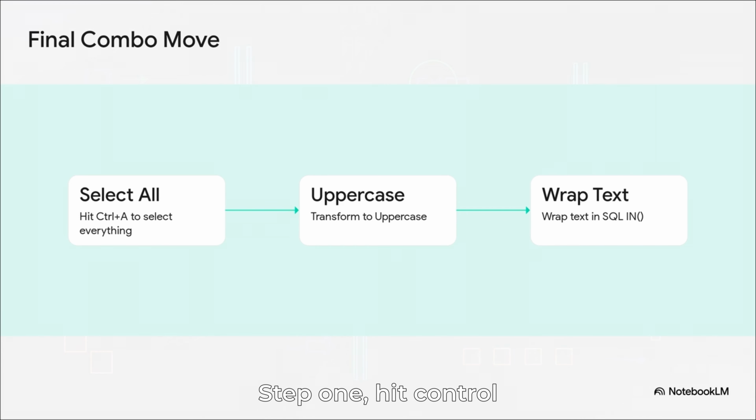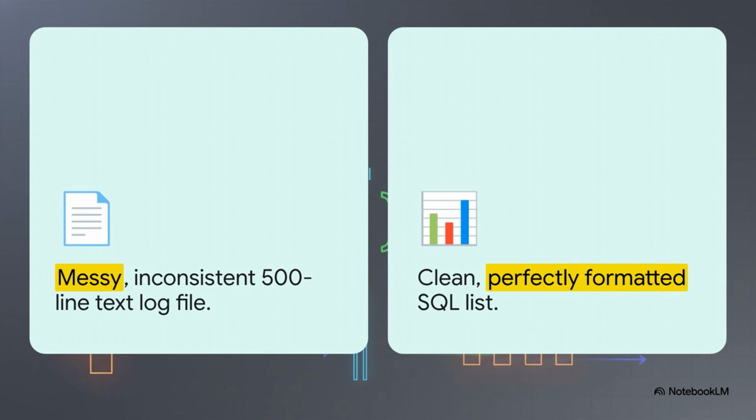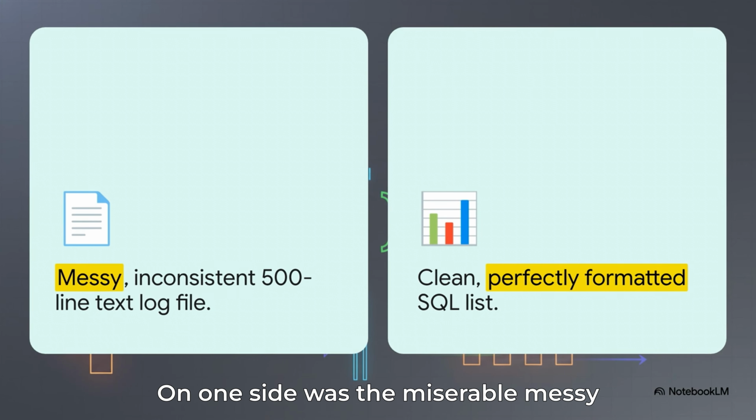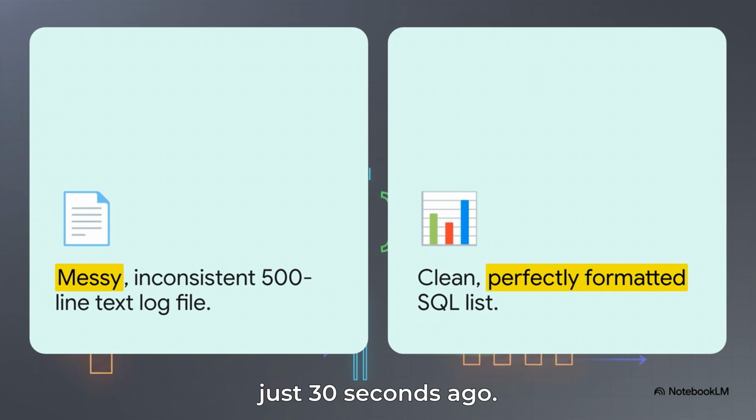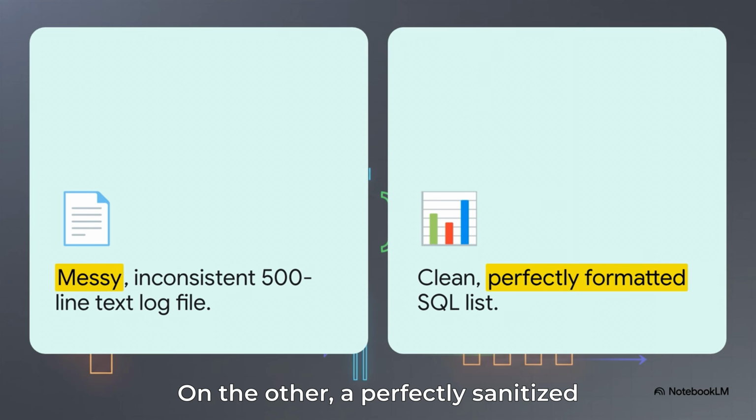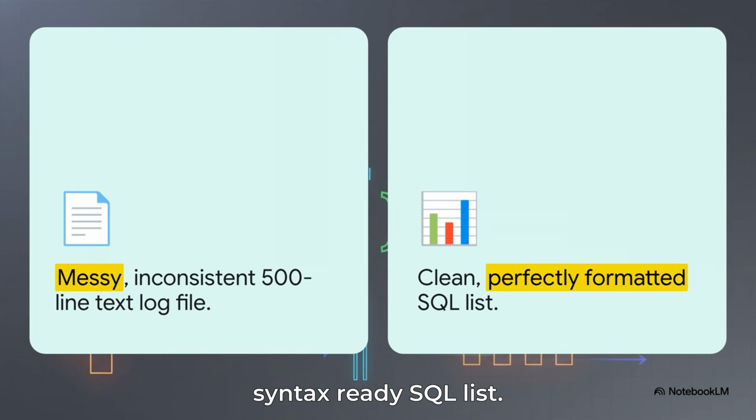Step 1, hit Control-A to select everything. Step 2, hit Control-Shift-P, type upper, and hit Enter to run transform to uppercase. Instantly, every single ID is perfectly capitalized. Step 3, we just type in, open a parentheses, delete the very last trailing comma, and close the parentheses. I mean, just look at this payoff. On one side was the miserable, messy file you started with just 30 seconds ago. On the other, a perfectly sanitized, syntax-ready SQL list.